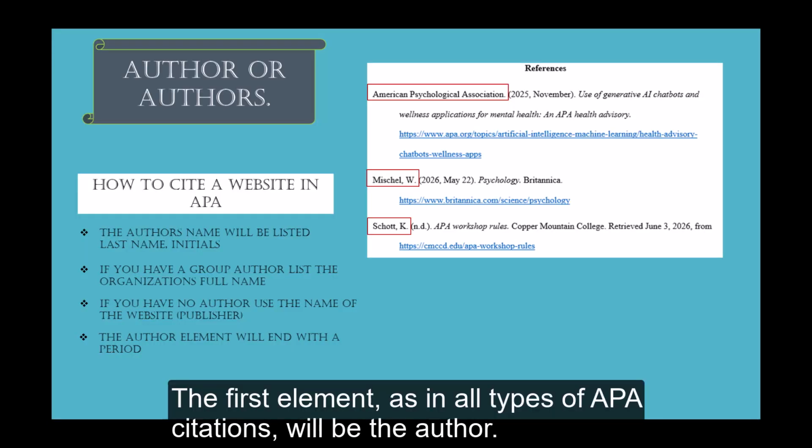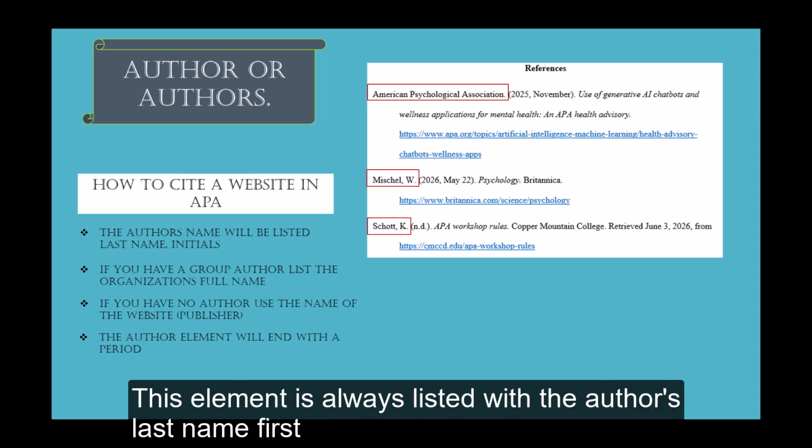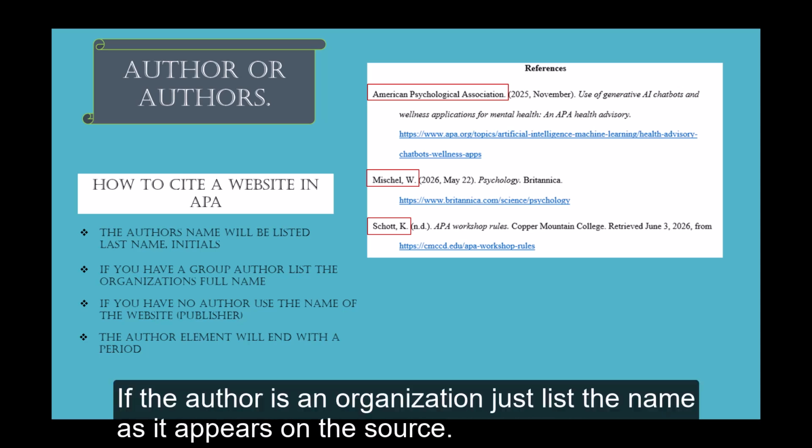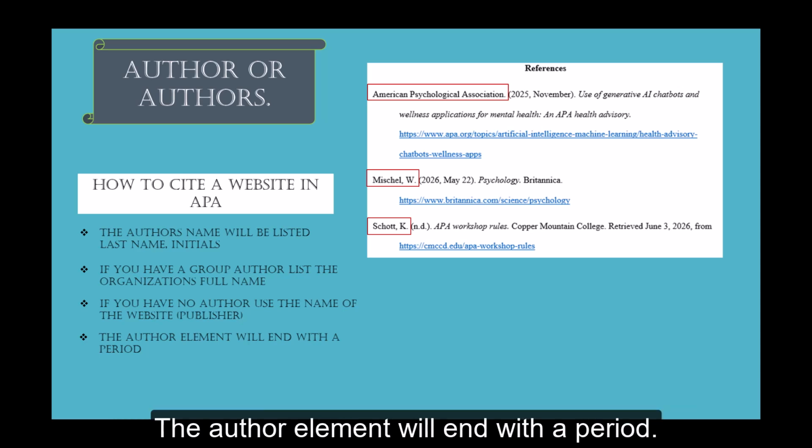The first element, as in all types of APA citations, will be the author. This element is always listed with the author's last name first and initials for the first and middle names. If the author is an organization, just list the name as it appears on the source. The author element will end with a period.